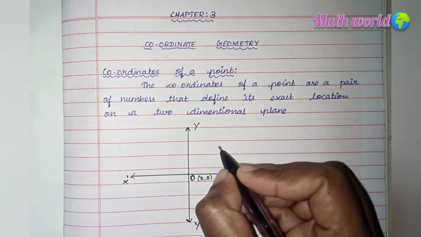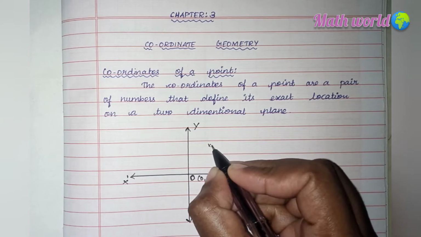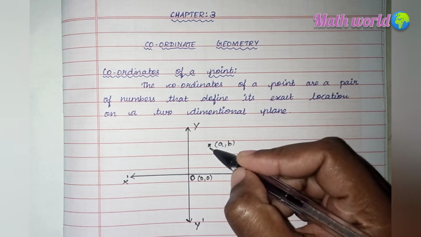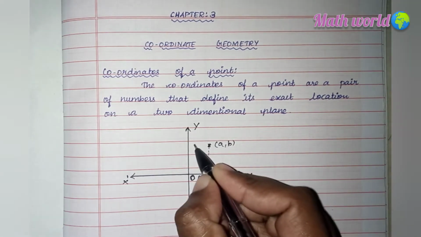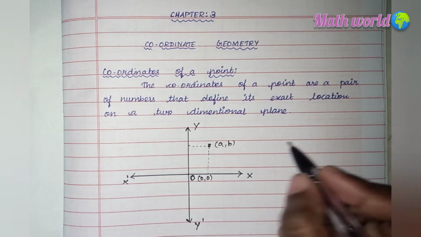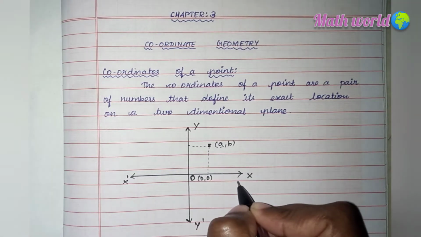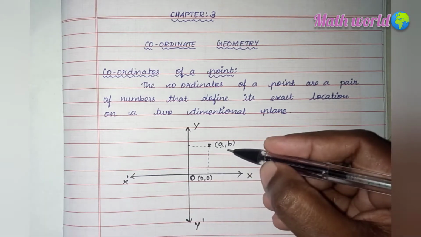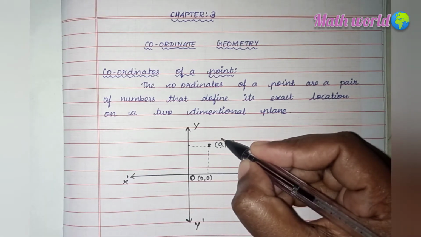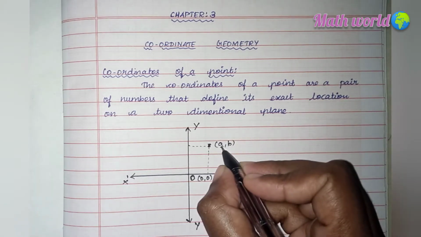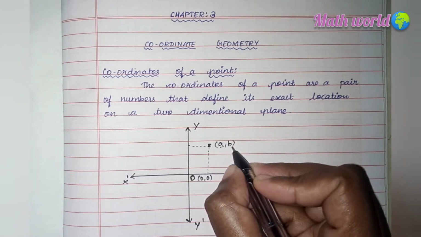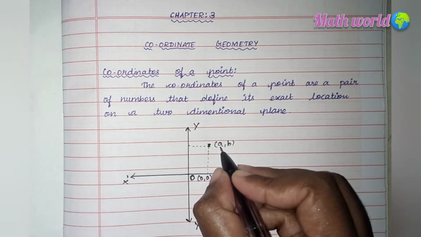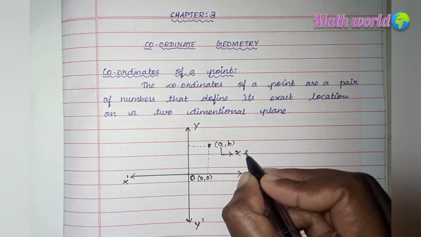Suppose I take one point here, the point should be A, B. So I can mark a dot using this axis and this axis. This first point is always from the x-axis, second point is always from the y-axis. So A is called the x coordinate, and B is called the y coordinate. A from here, B from here.